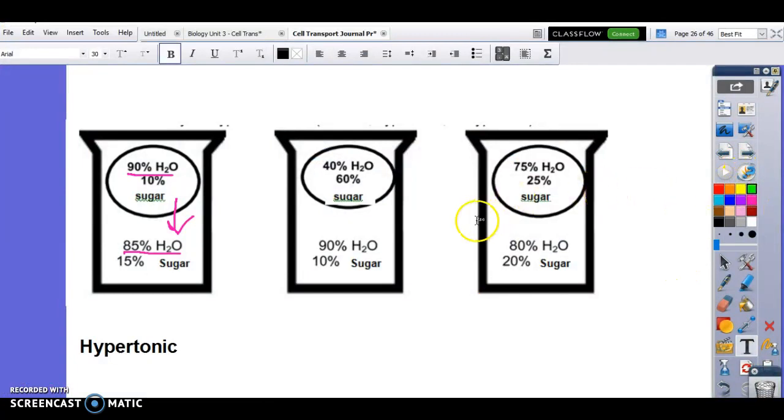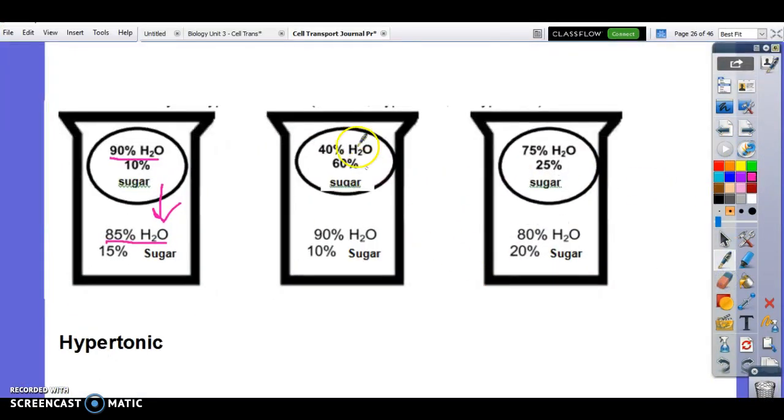Alright, so let's go over the rest of these. You should have them done by now. Okay? Alright, so number 2 here. Again, look at the water. 40% water, 90%. Water's going to go where? Into the cell. Okay, if it's going in, it's going to make it bigger, so it's going to be hypotonic. Okay, over here we have 75 and 80. Water's going to go from the 80, the big one, into the cell. So again, we're going to have hypotonic.